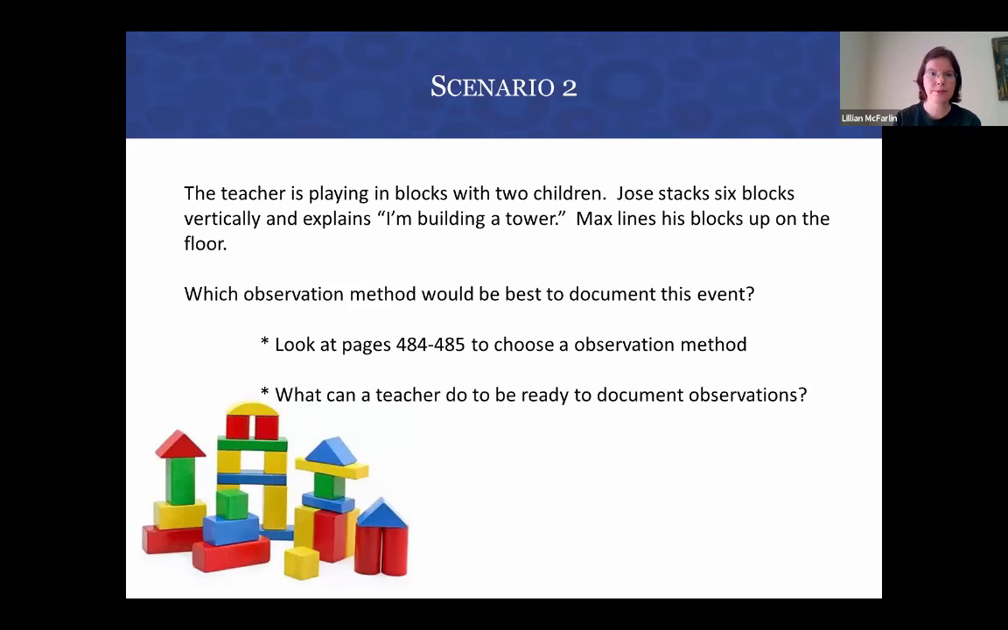All right, let's try the next one. The teacher is playing blocks with 2 children. Jose stacks 6 blocks vertically and says, "I'm building a tower." Max lines his blocks up on the floor. So, looking at page 484 and 485, which observation method would you use to document this? I'll give you a few minutes to think about it. Now, if nobody comes up with anything, I'll give you a couple different options to choose from.